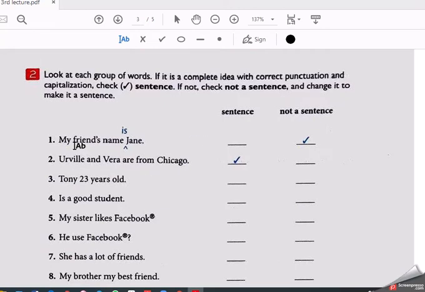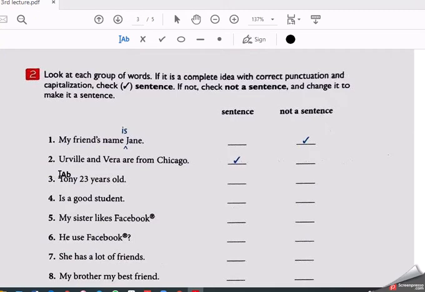Let's take an example. "My friend's name Jane." Look, we say check correct or not a sentence. This is not a sentence. Why? Because, as we have discussed before, a sentence should contain a subject and a verb. "My friend's name" is the subject, هذا الفاعل اسمه صديقي. Jane is Jane, my friend's name is Jane, but there is no "is," which is the verb. There is no verb, so this is wrong. What is the correct version? My friend's name is Jane.